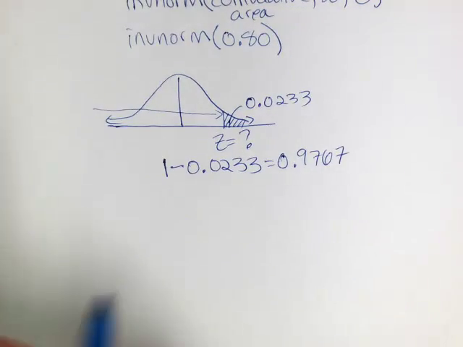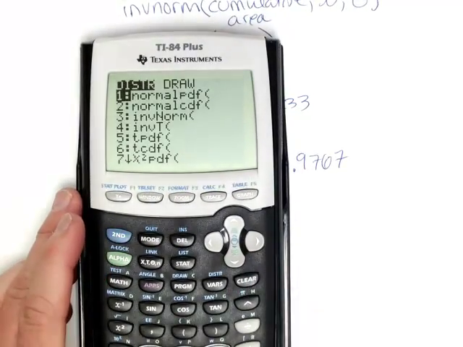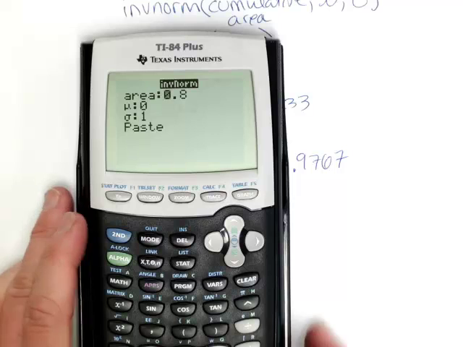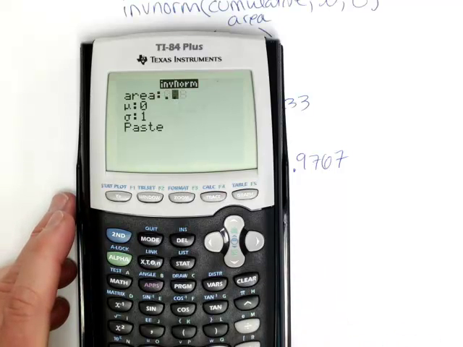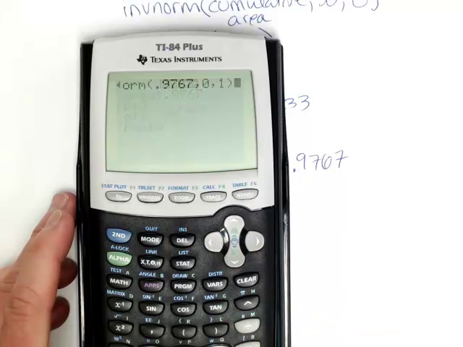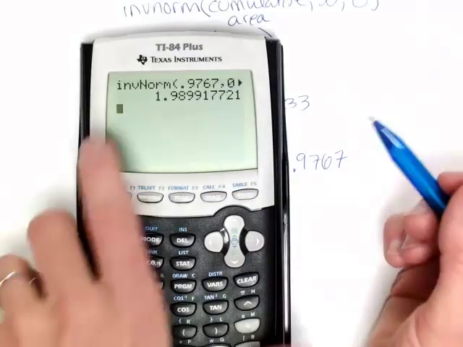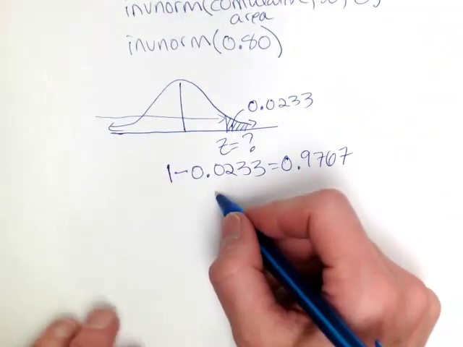So again, I want to go to my inverse normal. That's option 3. And my cumulative area is 0.9767. Again, I'm on standard normal. Okay, so that z-score is approximately 1.99.